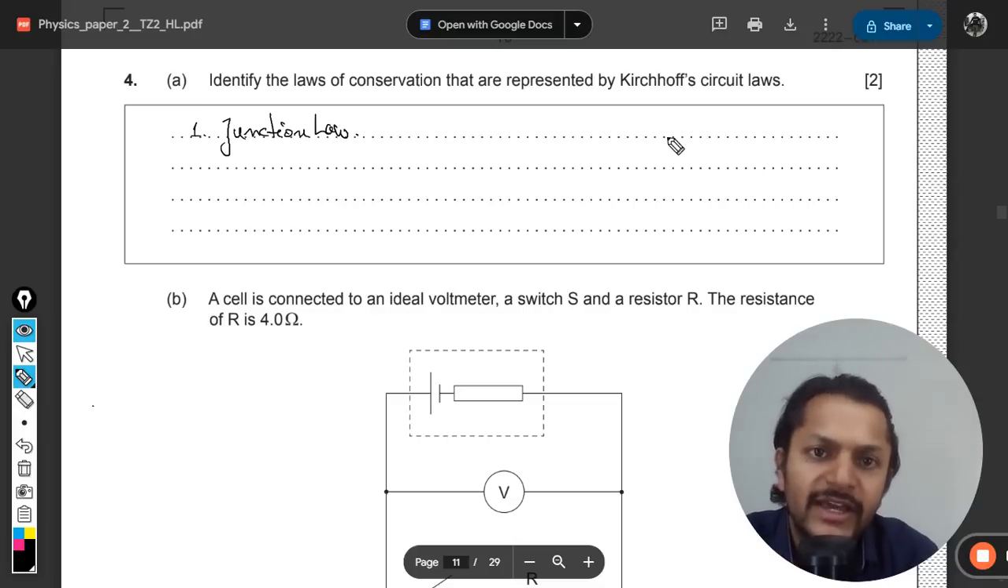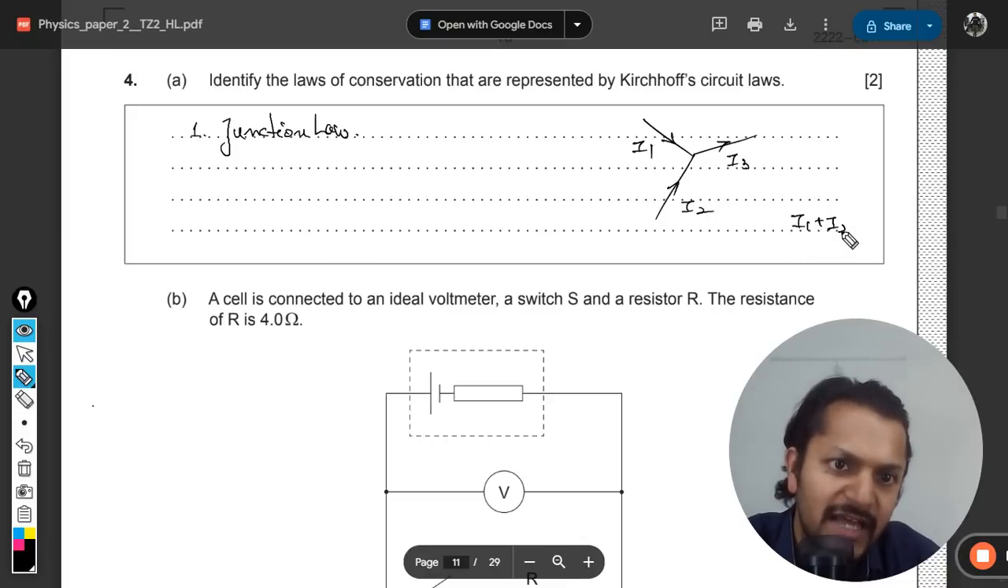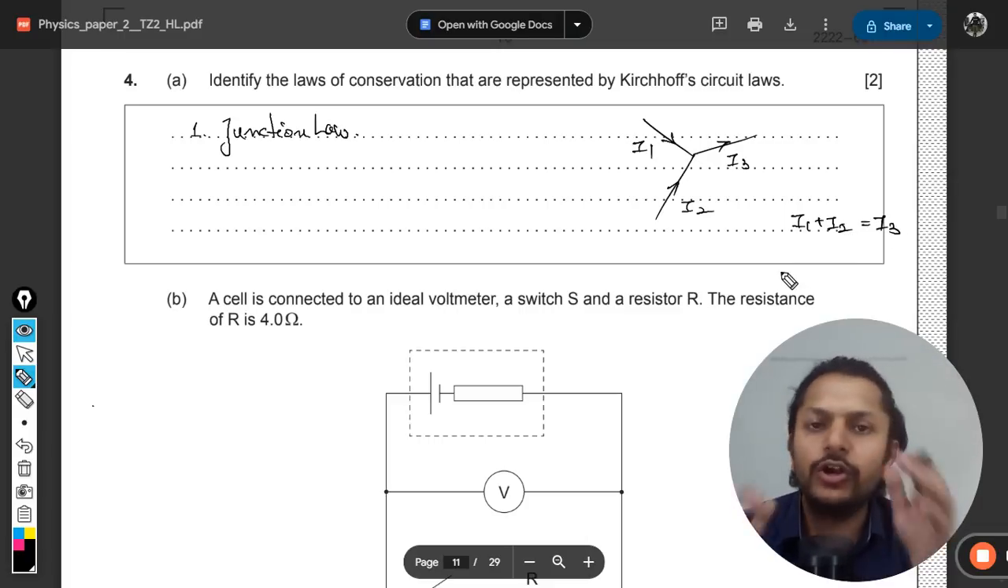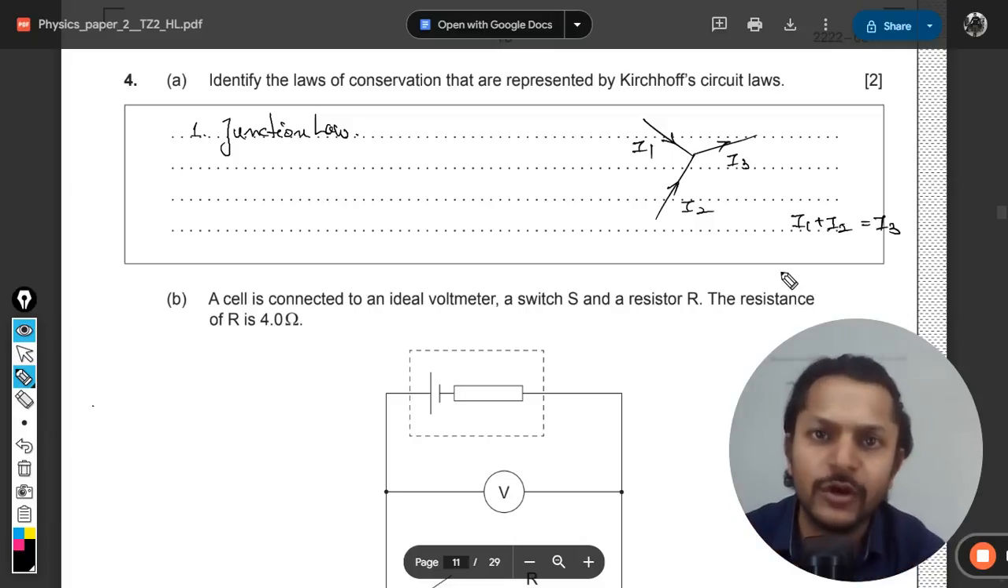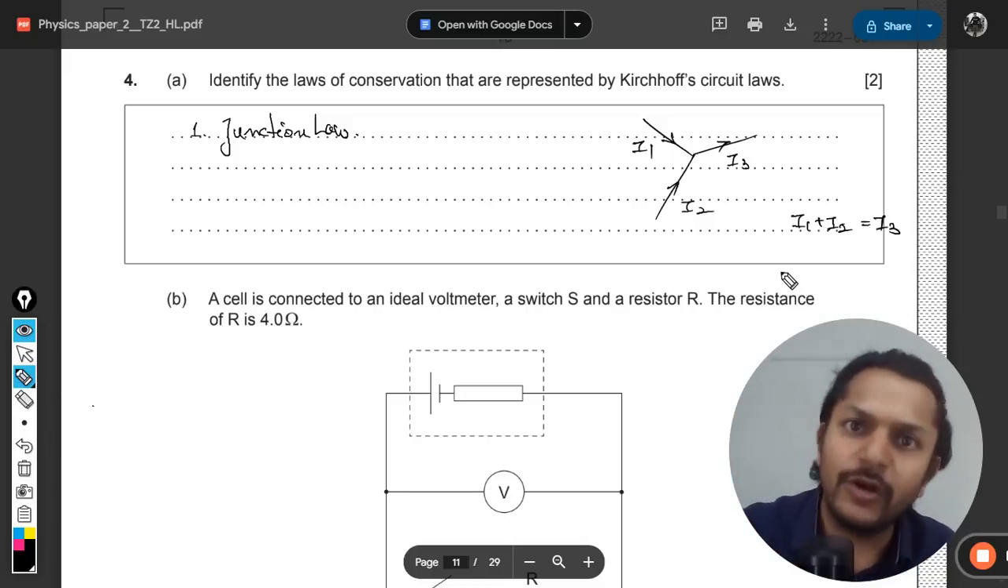Now, junction law is that, let us say this is the junction, like wires are connected at one particular point. So I1 is the current here, I2 is here, and I3 is here. Clearly, I1 plus I2 will be equal to I3. So that we usually know and we usually consider it, but we do not know it from the point of view of conservation of something. Let me tell you, this principle is actually the conservation of charge.